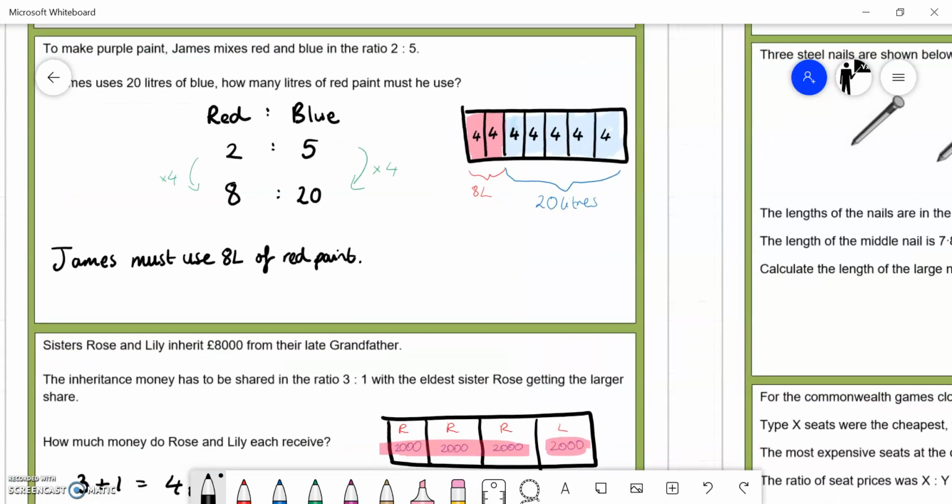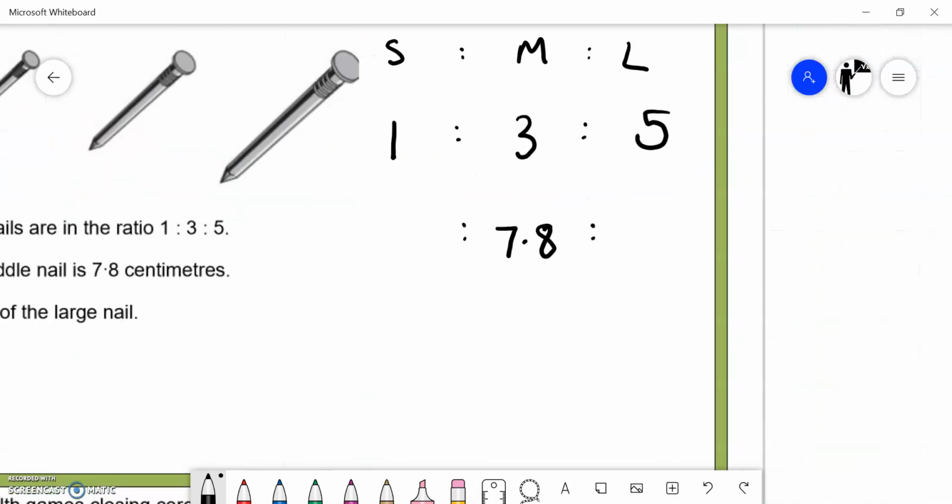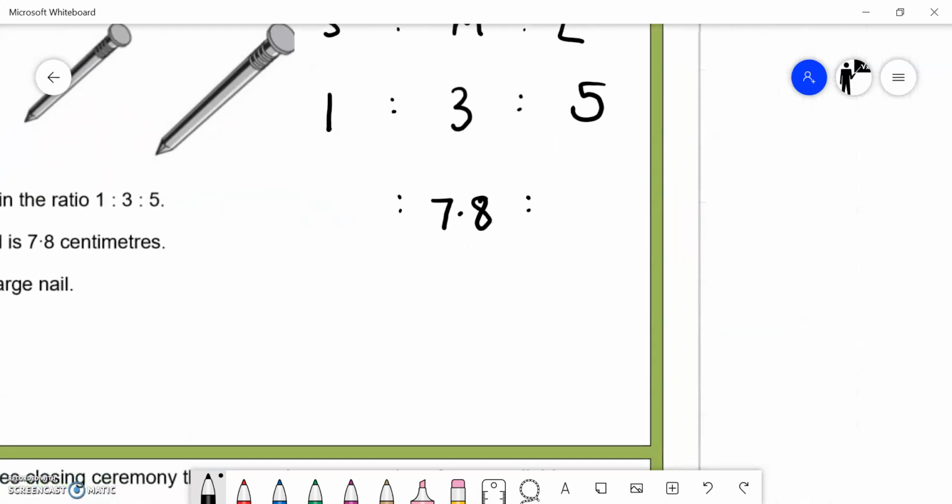So do you notice with this example, it's quite easy to see what we were going up by. It was easy to see that we were multiplying by 4. But if it wasn't easy, we could figure out what to multiply by doing 20 divided by 5. Because in this example, it's not easy to see what we need to multiply by. So we need to figure out this multiplicative relationship.